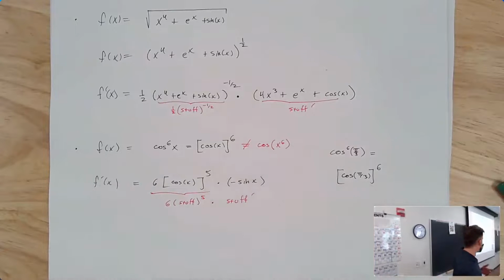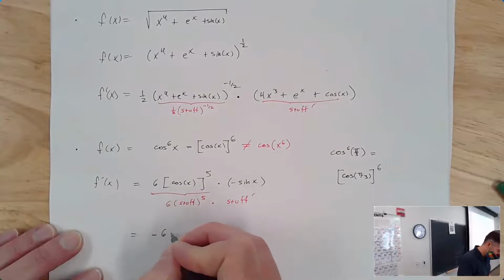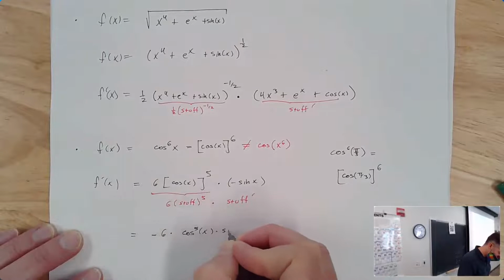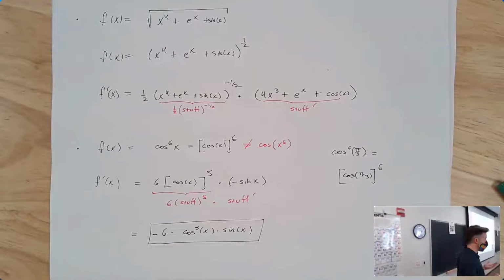And then if I was going to simplify this, which I don't really think you need to simplify these unless you're being asked to do something with them. But if you're going to simplify this, I would simplify it as negative 6 times cosine to the 5th of x times sine of x. Again, I don't think that's really necessary, but if you wanted to simplify, that's how you would simplify it.